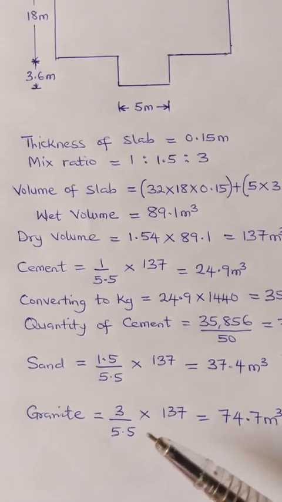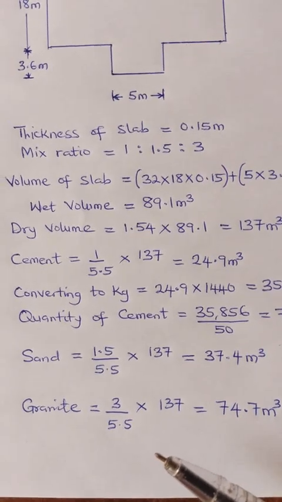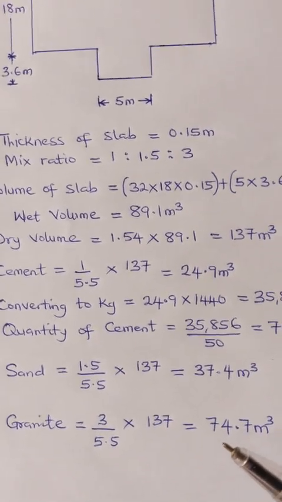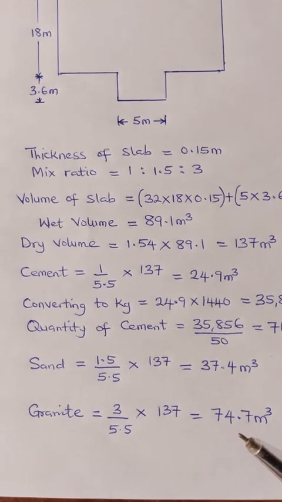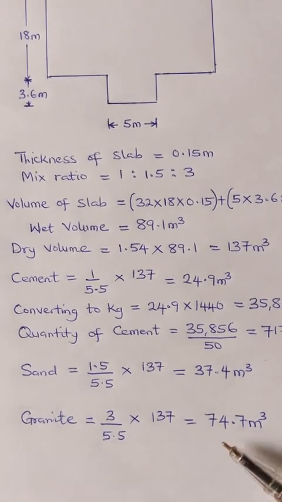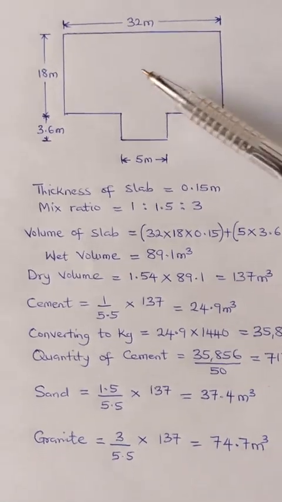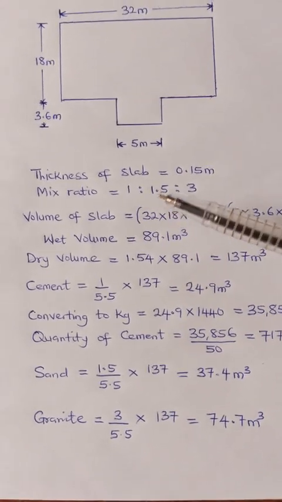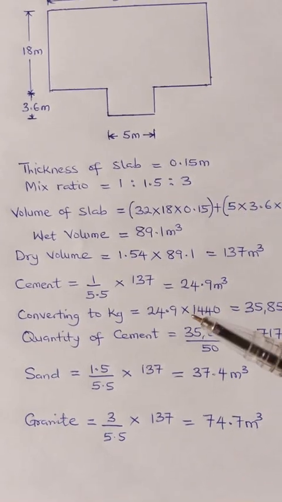Then the granite, we have 3 divided by 5.5 times 137. That will give us 74.7 cubic meter. So this is the volume of granite that is required for the concreting of this slab based on this given ratio.